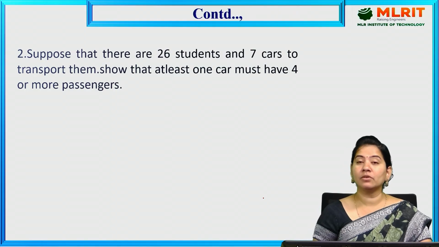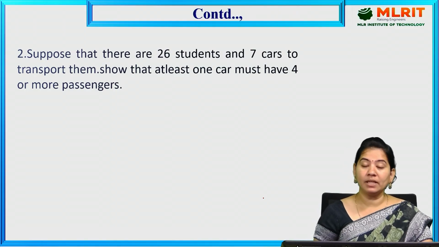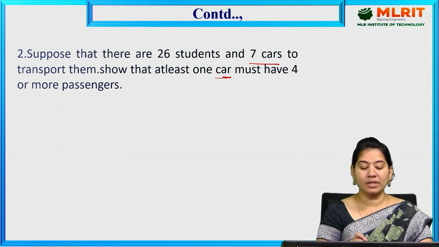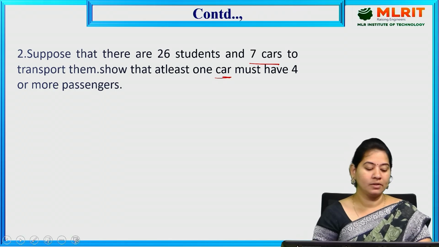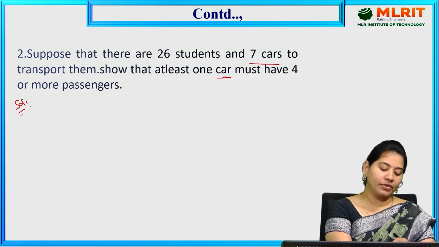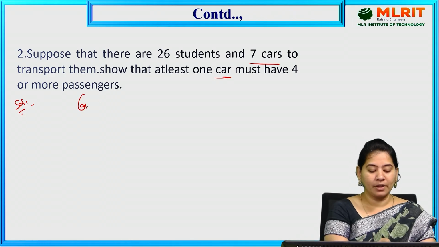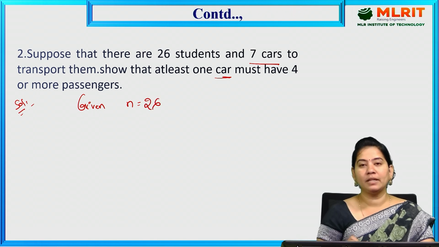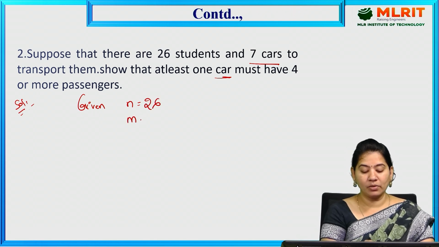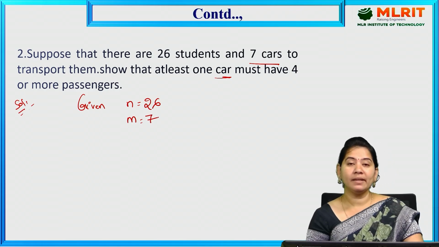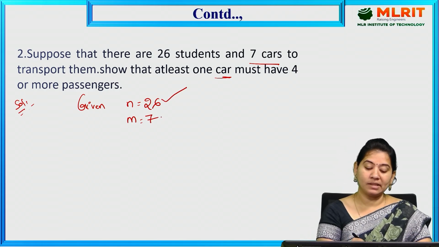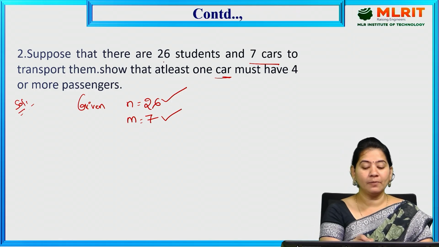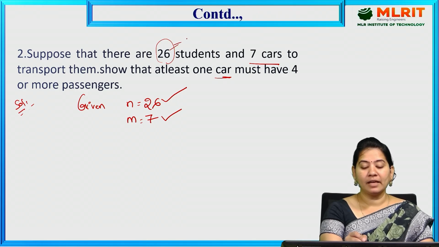And next we have another question. Suppose that there are 26 students and 7 cars to transport them. Show that at least one car must have 4 or more passengers. From this question we can understand that n is equal to 26 and m is equal to 7. How can I say that n is 26 and m is only 7? Why can't m be 26 and n be 7? Here we need to take the highest value as n.